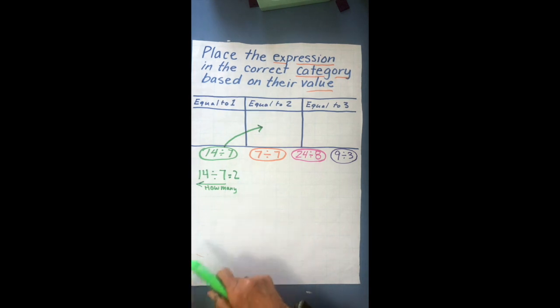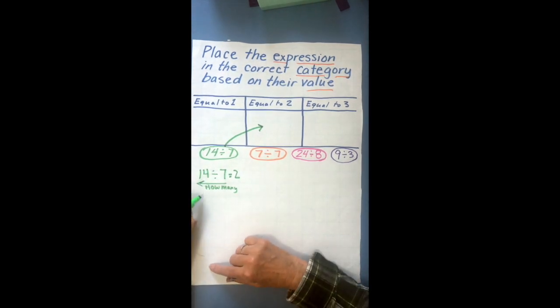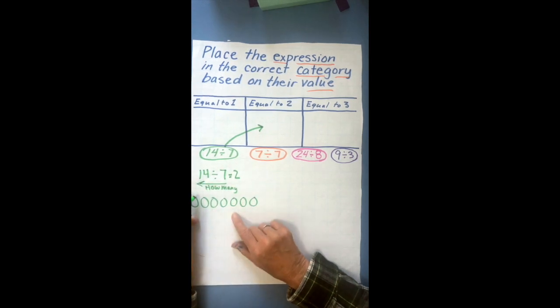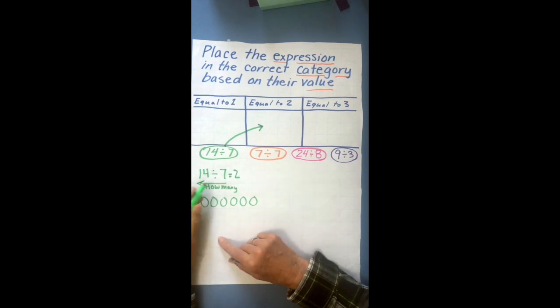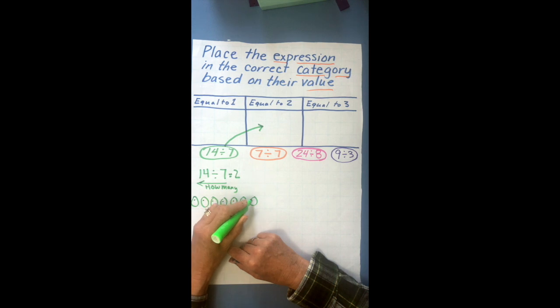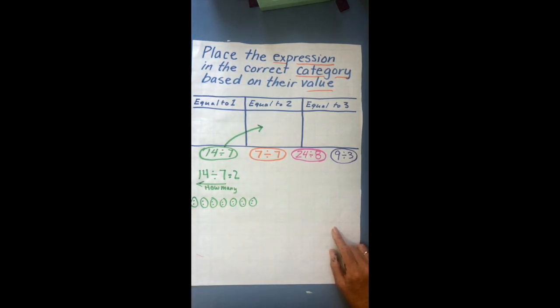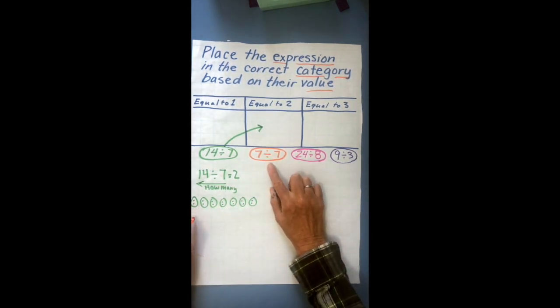Okay, if you didn't get how to do that, remember I could have had 7 groups. 1, 2, 3, 4, 5, 6, 7, and then just counted. Did 1 for me, 1 for you, till I got to 14. And you can see there's 2 in each group. Okay? All right, now I'm going to do this one.